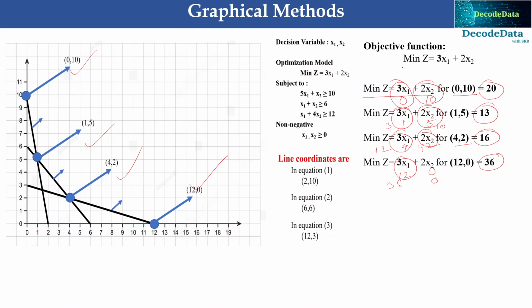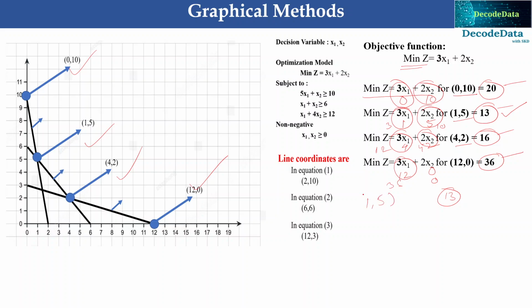Because this is a case of minimization and we have four options in front of us, I will choose the minimum option out of them. And the minimum option is 13. So 13 is the final solution and the coordinates are 1 and 5.